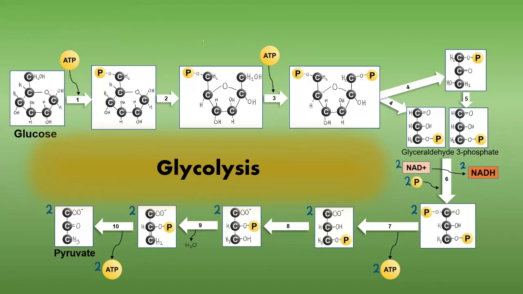So that's another one. And then lastly, each of these steps, labeled 1 through 10, is a chemical reaction that is facilitated by an enzyme. So this means there are 10 different enzymes involved here.